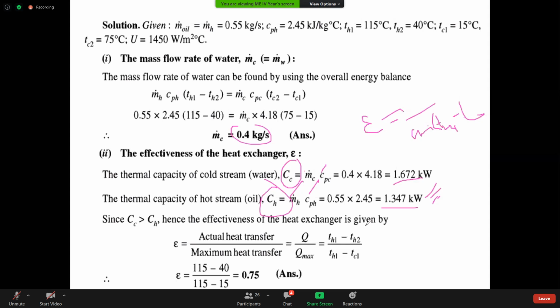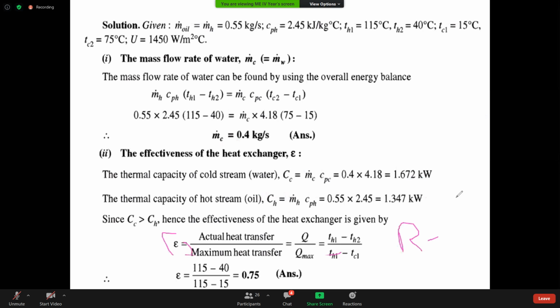That's the reason I told you, right? Directly you can calculate effectiveness. Like effectiveness తెలిసింది. At the same time R value కూడా నాకు తెలుసు. R is equal to C minimum by C maximum. C minimum is this, C maximum is this. ఈ రెండు తెలుసు. Effectiveness తెలుసు, R తెలుసు. I can calculate NTU.